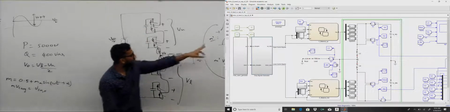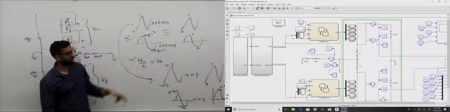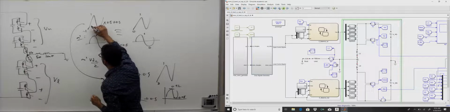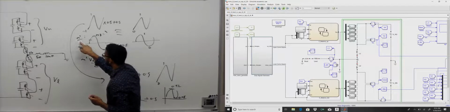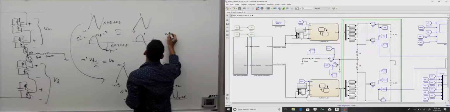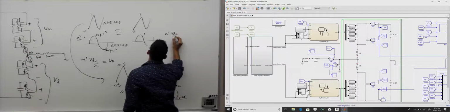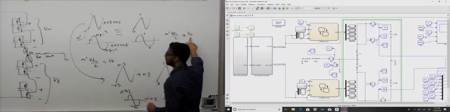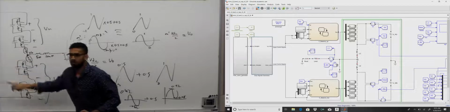Do you know why? Because if I compare the modulating signal that goes from -1 to 1 with a -1 to 1 triangle carrier, it's like I am probing this modulating signal with this triangular carrier. If I want to say m dash times DC bus, for example, m dash times VDC over 2 is VO. So if m dash is minus 1, VO is minus VDC by 2. If m dash is plus 1, VO is plus VDC by 2 with respect to this ground.